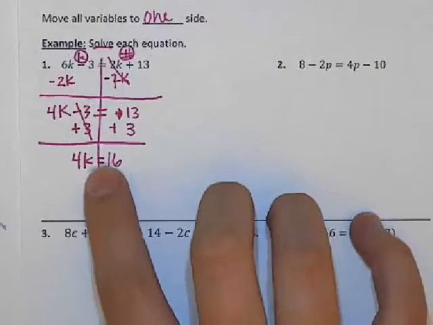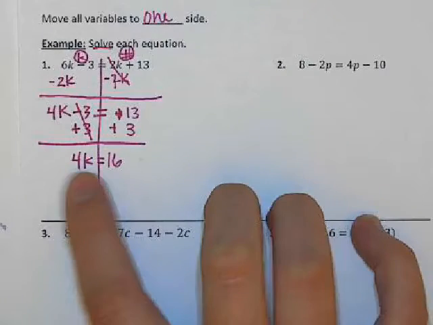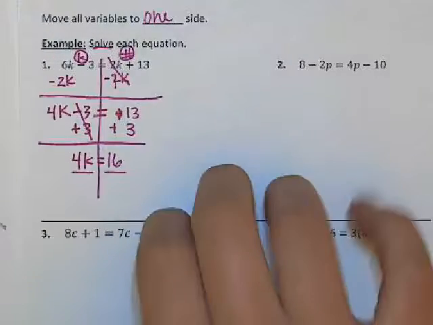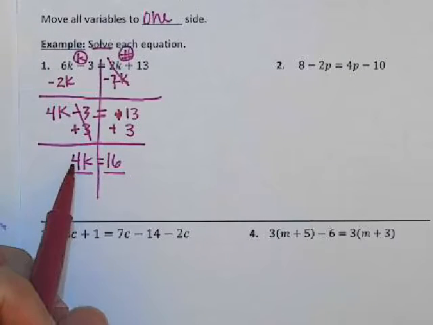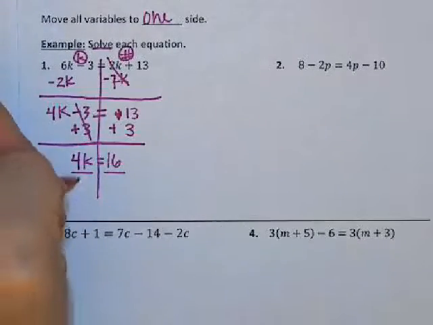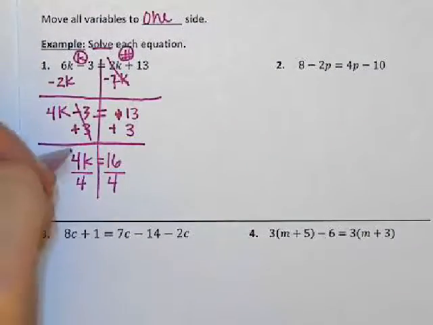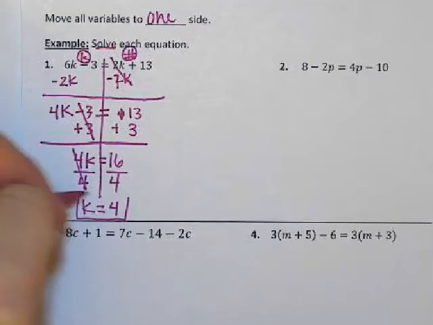Is k by itself? No. It's got the 4 with it, and these are being multiplied, so I need to divide. A lot of people struggle with knowing what to divide by. Which number are we trying to get rid of? We're trying to get rid of the 4 because it's with the k. So that's what I need to divide by. And I'm left with k equals 16 divided by 4, which is 4.